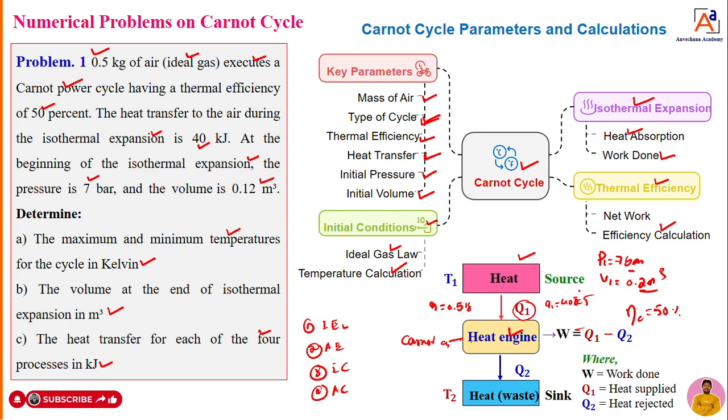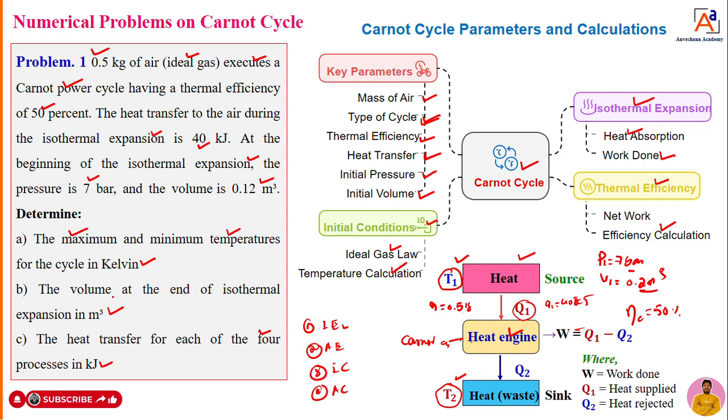Then what is he asking? With all this data given to this particular Carnot engine, he is asking us to calculate the first parameter, the maximum and minimum temperature. What is the maximum temperature? We already know we get the maximum temperature at the heat source, that is T1. You need to calculate what T1 is. Next, the minimum temperature. We get the minimum temperature at the sink side, the waste heat reservoir, that is T2.